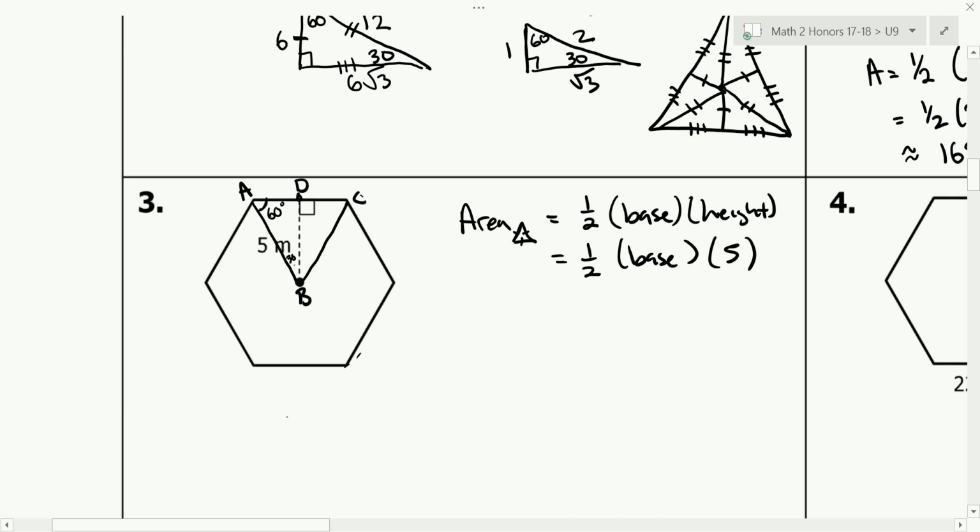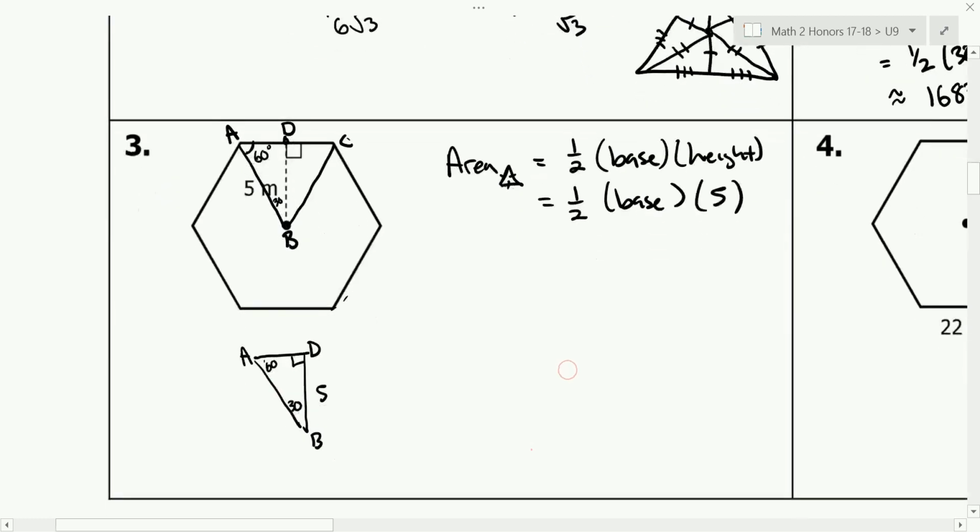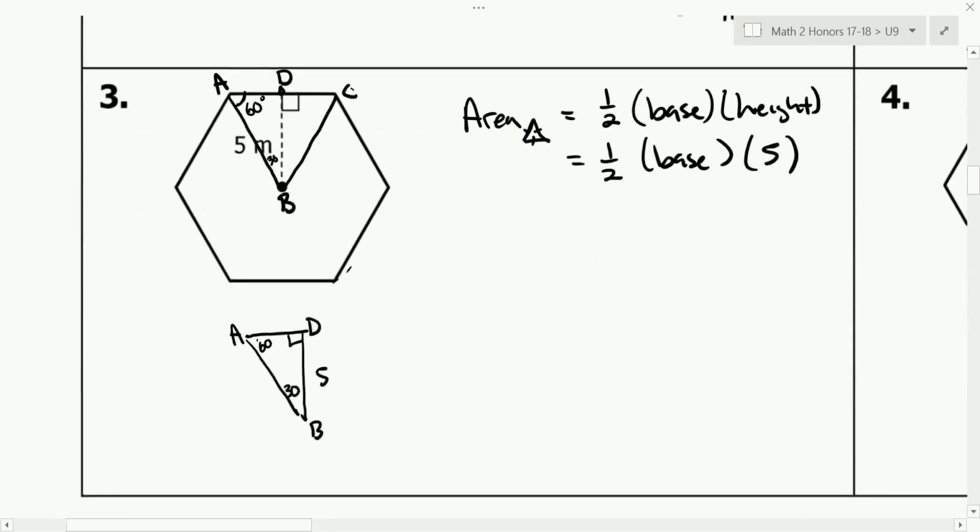I could redraw it here. This is A, D, B, and this is 5, this is 30, this is 60. We can use what we know about 30, 60, 90 right triangles to help us find these lengths. Our 30, 60, 90 right triangle has a hypotenuse of 2. Across from 30 is 1, and across from 60 is root 3.